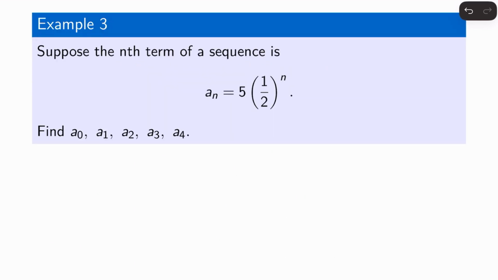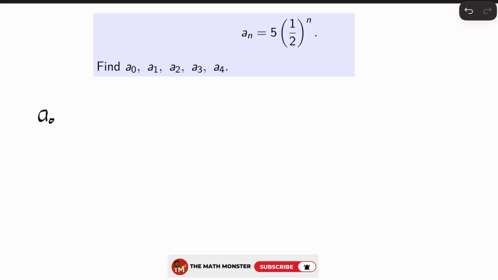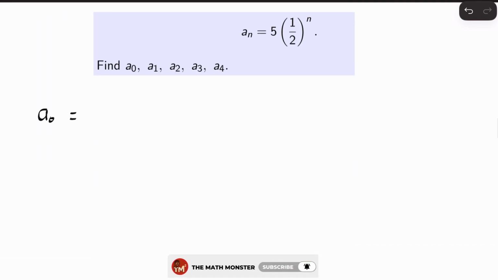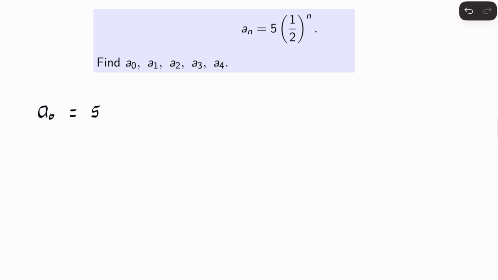With example 3, suppose that the nth term of a sequence is a_n equal to 5 times (1/2) all exponent n, and we have to find a0, a1, a2 up to a4. So here n is starting at 0, right? So we need to start at 0. And so let's compute a0. For a0, n is equal to 0, so that's going to give us 5 times (1/2) exponent 0. (1/2) exponent 0 is 1, so that'll be 5 times 1, which is just 5.